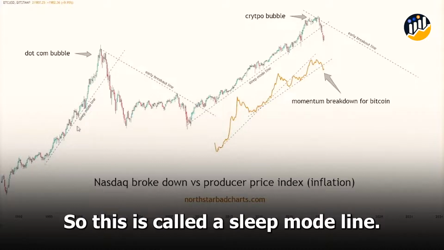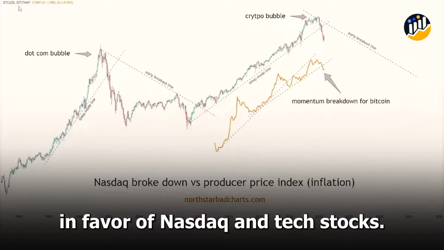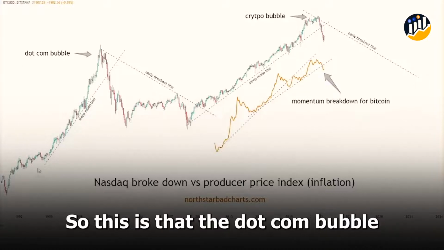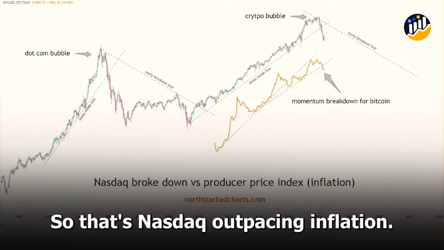That's NASDAQ divided by the producer price index. So this is called a sleep mode line. It's a strong angle of ascent. It's strong momentum in favor of NASDAQ and tech stocks. So this was the .com bubble. And here, blow off top. So that's NASDAQ outpacing inflation.